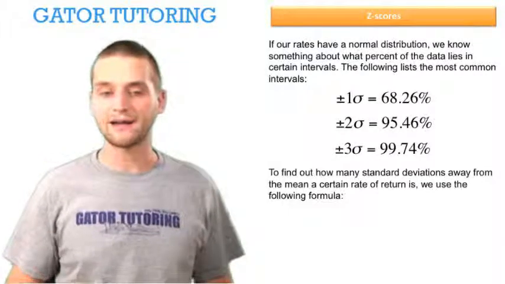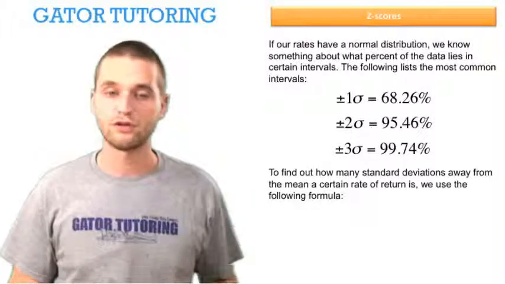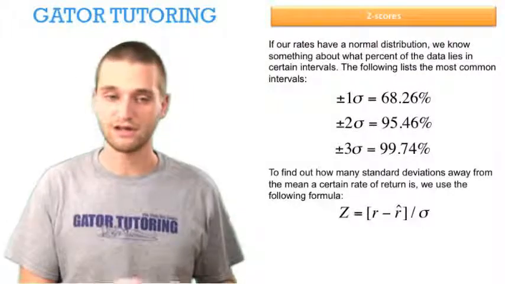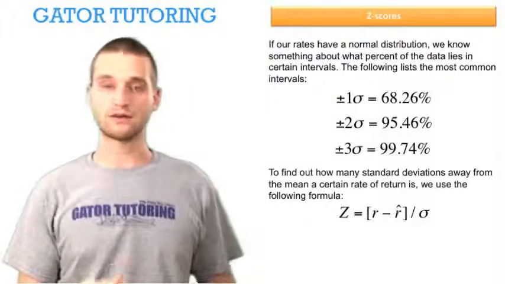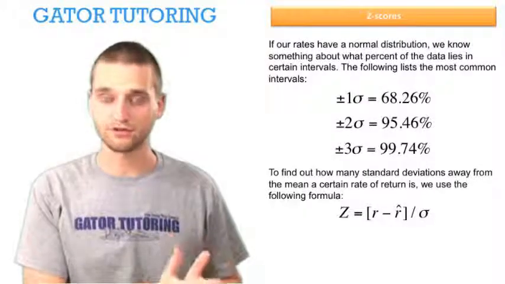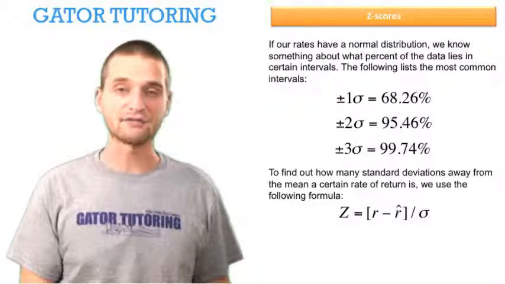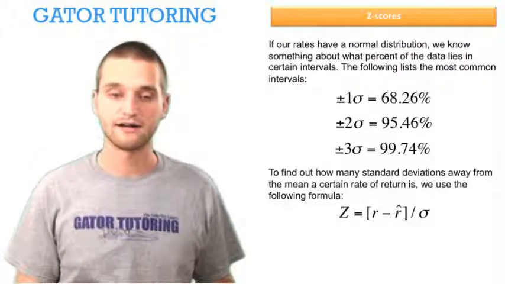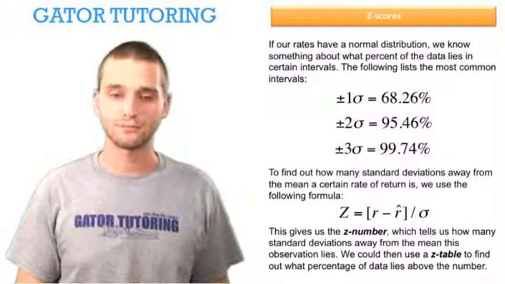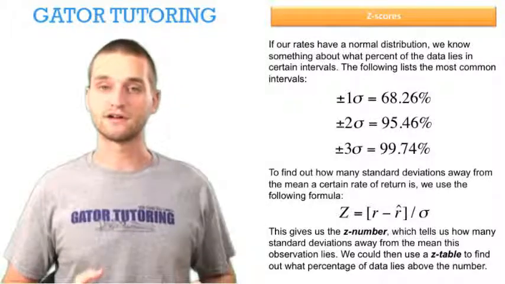So to find out how many standard deviations away from the mean a certain rate of return is, we use the following formula, and it's called a z-number. So the z-number, which we call z, is equal to the actual rate that we're trying to find, that's r, minus our expected or average or mean rate of return, r hat, divided by the standard deviation. This gives us the z-number, which tells us how many standard deviations away from the mean the observation lies.